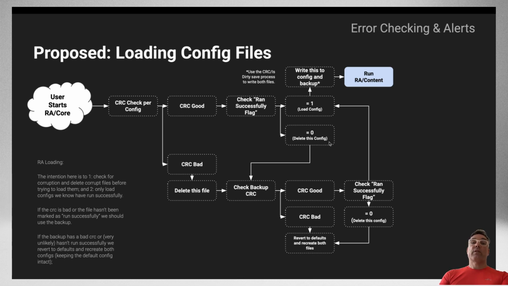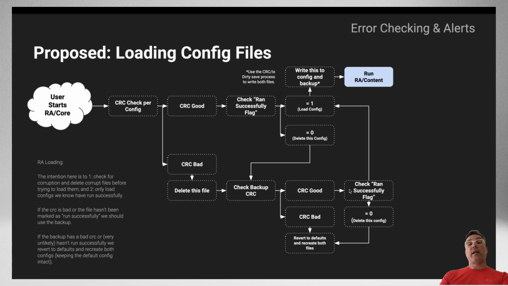If the main file is 0, then we go down to the backup. I'll come through this path in a second. We'll come to the backup and we'll check its CRC. If the backup CRC is fine, then we check its run successfully flag, and it should be 1 in most situations, right? There shouldn't really be a problem, but we should definitely still do this check. It should never get to 0 because we only write to the backup or overwrite the backup when the flag is 1, right?